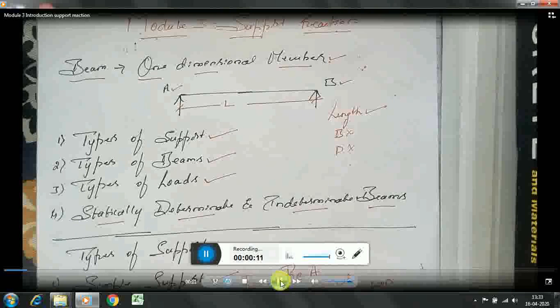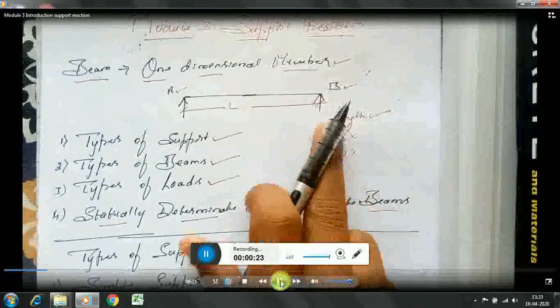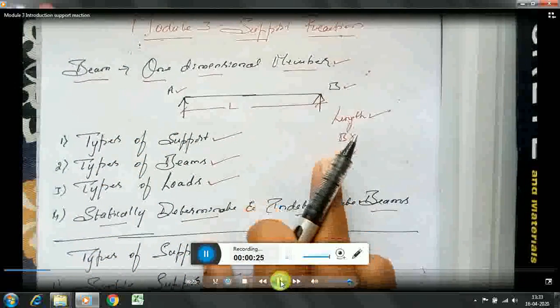This chapter mainly deals with an element called a beam. A beam is a one-dimensional element. Why is it called a one-dimensional element? Because the length parameter is more compared to breadth and depth.